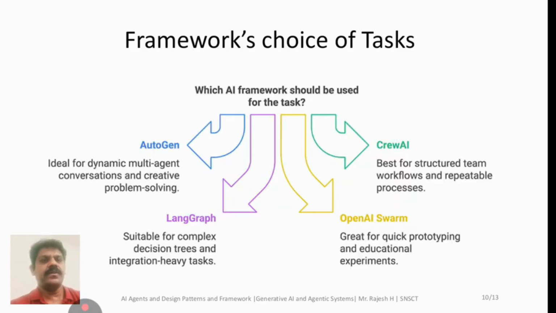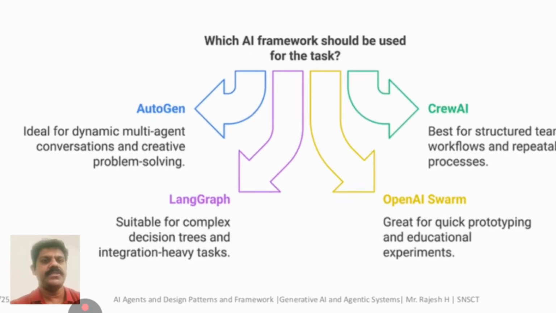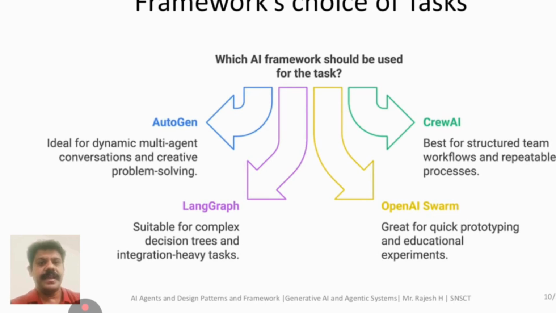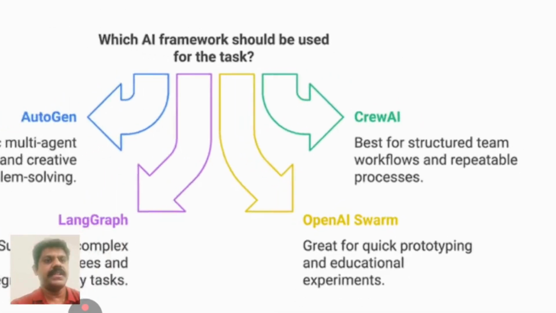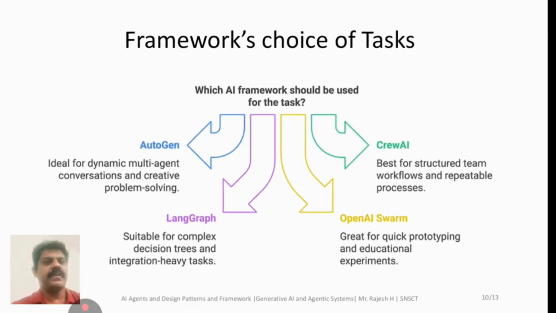So the framework choice is based on the task. How do we choose? The first one is AutoGen, ideal for dynamic multi-agent conversations. It is used for creative problem solving. LangGraph is highly suitable for complex decision trees and integration-heavy tasks. OpenAI is a great choice for quick prototyping and creating educational-level applications. And CrewAI is highly suitable for structured team workflows, where you find repeatable tasks.